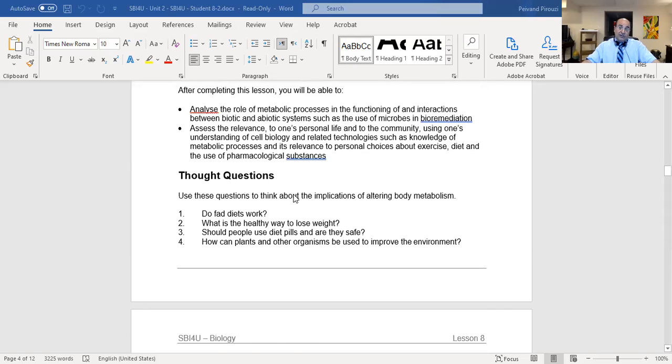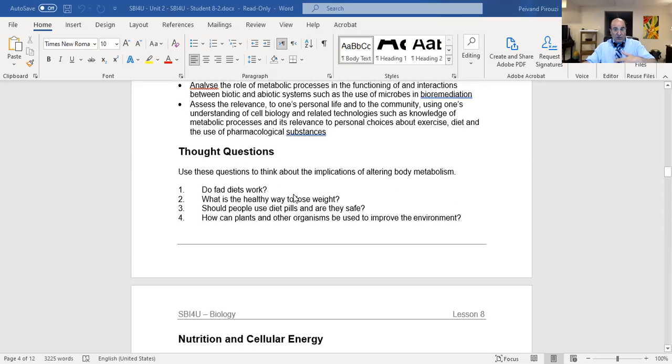Now let's go over the questions, because that's mainly why we need to think together. Use this question to think about the implication of altering body metabolism. It means that we do have toxins, we do have different drugs that will alter the metabolism. It means altering the anabolism and the catabolism. So one of the questions is, do fat diets work?